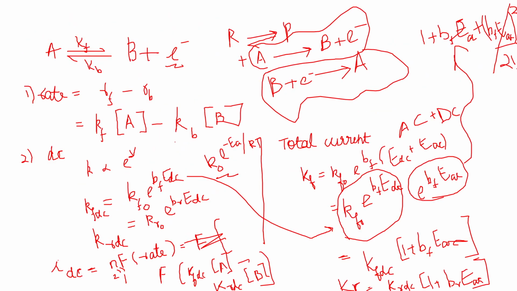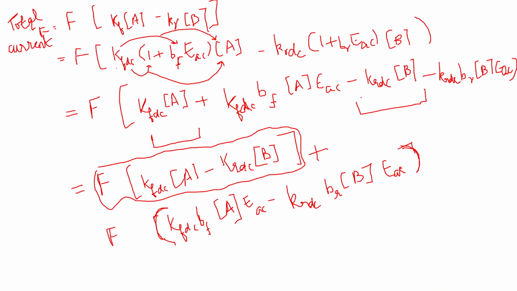So you see here, we already found out IFDC, which is F into KFDC into concentration of A minus KRDC into B. Basically, the rate constant KF with subscript DC means the rate constant only when the DC current is passing. So this is nothing but IFDC. We started writing for the total current IF, which is nothing but the sum of DC current plus AC current, right?